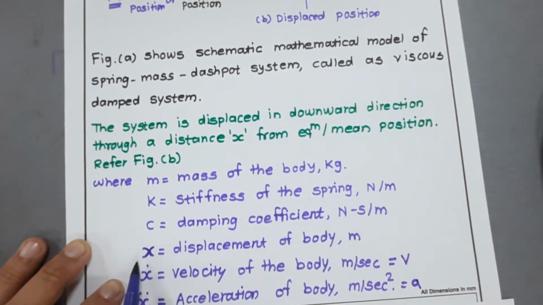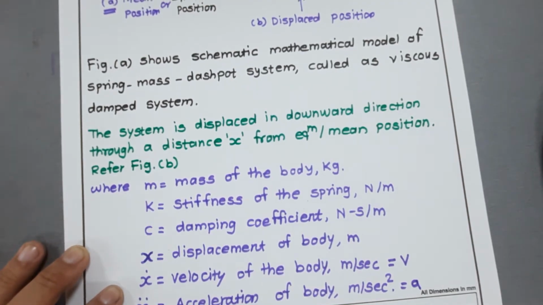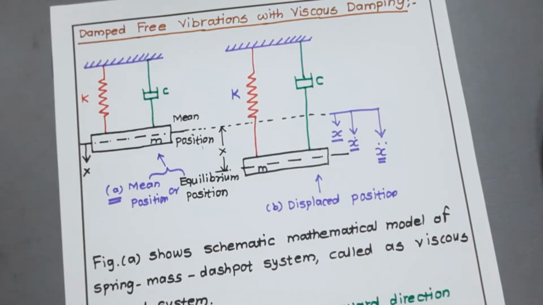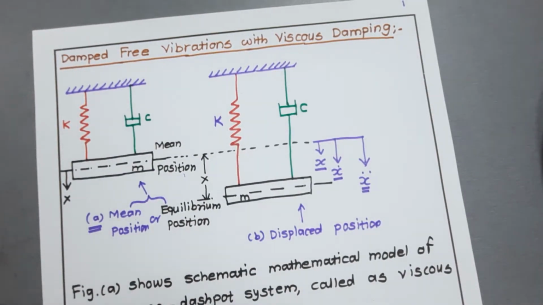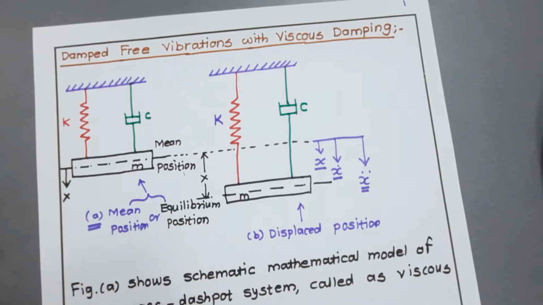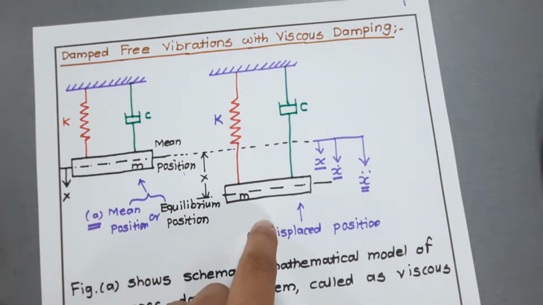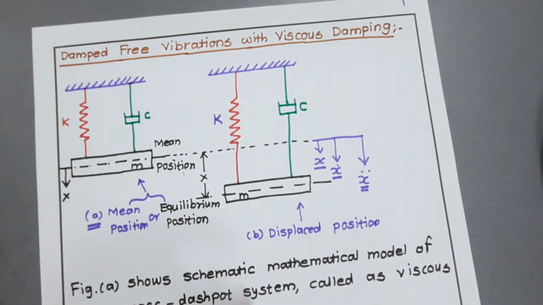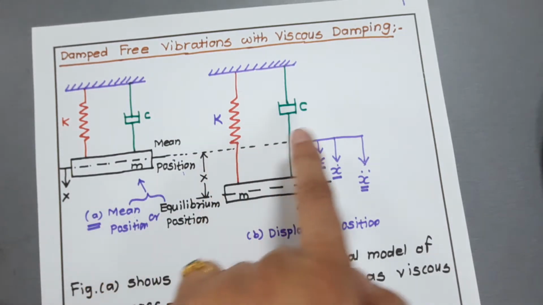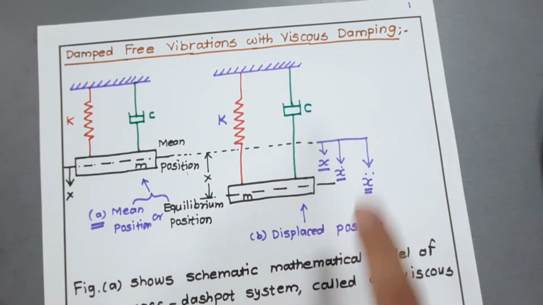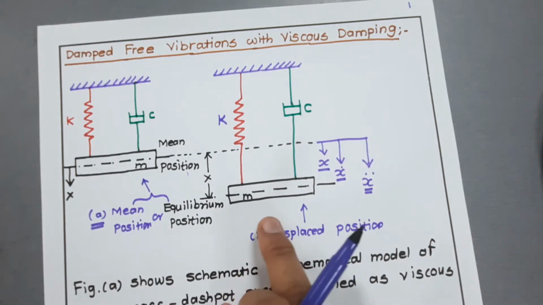Dear friends, here displacement, velocity and acceleration are linear. So this is the diagram. Please observe this. Now, in the next part, we will learn the forces acting on the mass in the displaced position. Observe this diagram. Here the spring has stiffness K, the dashpot has C, M is the mass, in the displaced position. Now, we will show the various forces acting on this part.